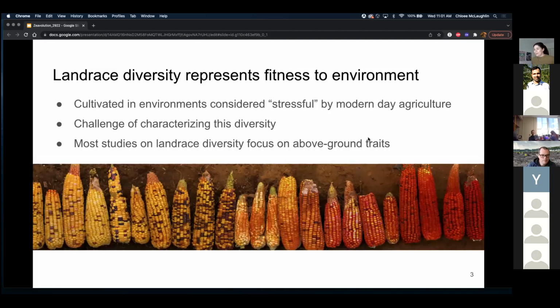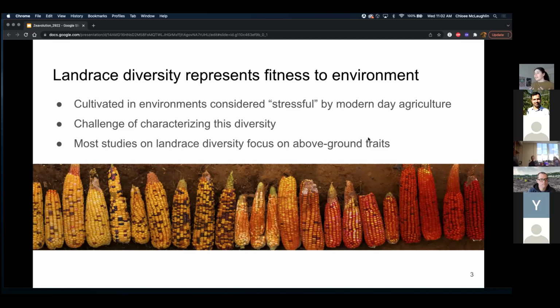I don't think I need to spend too much time explaining to this group what a landrace is, but I'll briefly mention that landrace diversity is thought to represent fitness to the local environments under which they're cultivated. The environments in which landraces are cultivated are generally considered stressful by modern day agriculture. So there's this idea that they're harboring beneficial traits and alleles that might not be present in elite varieties and other breeding lines.